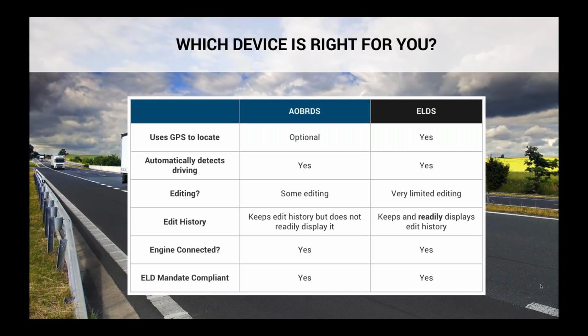So why would you want to use an AOBRD until December 2019? Well, because they offer a lot more flexibility than ELDs do. You can edit information much more easily, and your edits aren't displayed to a DOT officer during an inspection. AOBRDs are a great way to get used to engine-connected logging so that you can switch to an ELD when you're ready. Our BigRoad DashLink is currently running as an AOBRD.